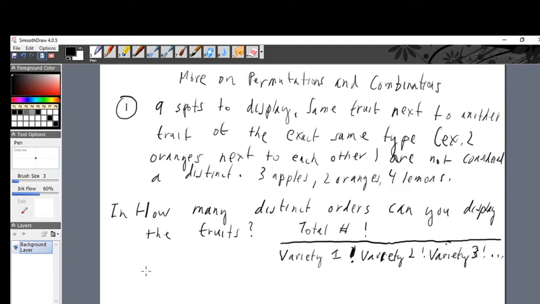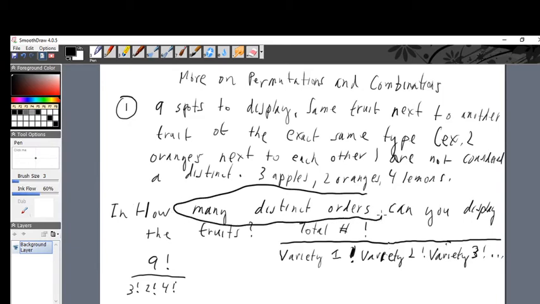How does that translate in our case? Well, the total number of fruits is 9, so it's 9 factorial. You've got 3 of variety 1, so that turns into 3 factorial. You've got 2 of variety 2, that's 2 factorial. And you've got 4 of variety 3, and that's 4 factorial. The key thing that you're looking for is how many distinct orders.